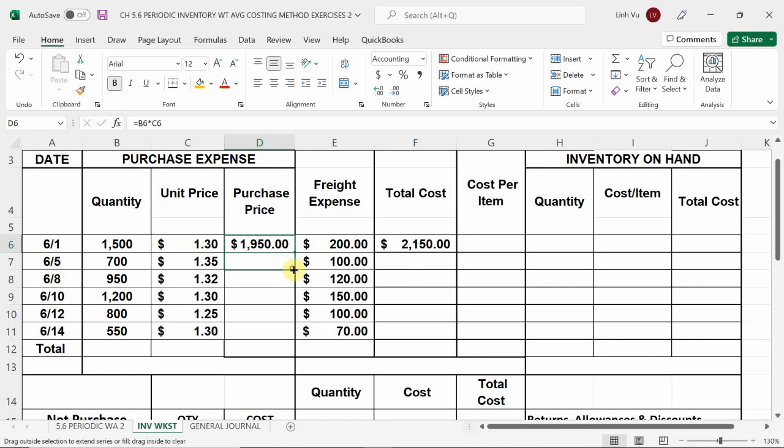$9.45 plus 100 is $10.45. Then June 8th, we purchased 950 units at $1.32. That's 1,254 plus 120, 1,374. Good. Then on June 10, we purchased 1,200 units at $1.30.